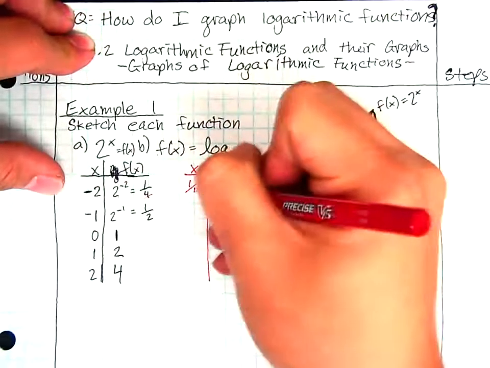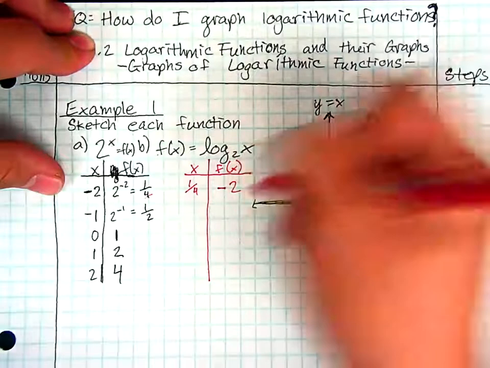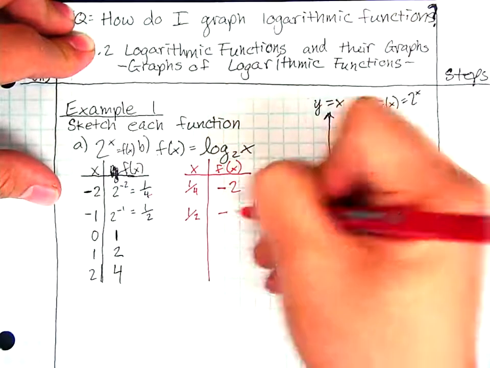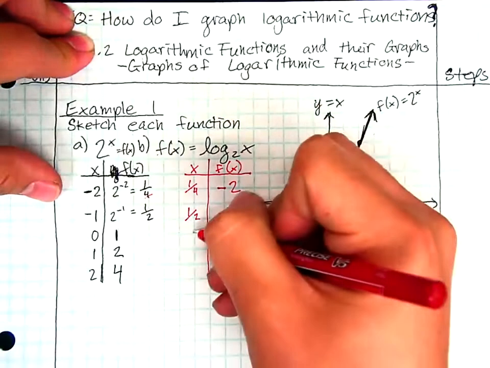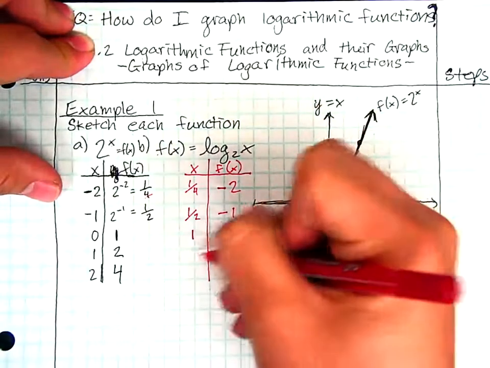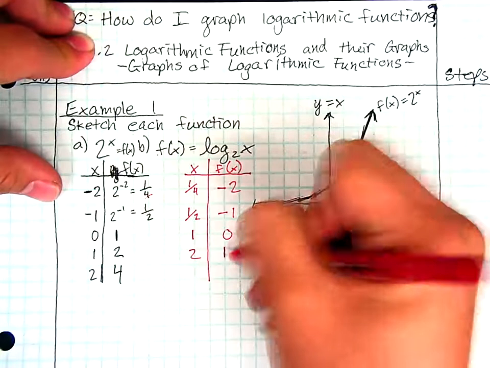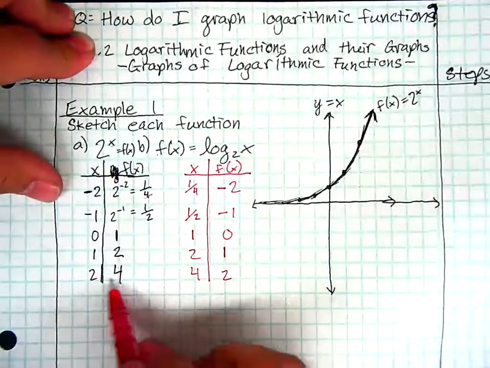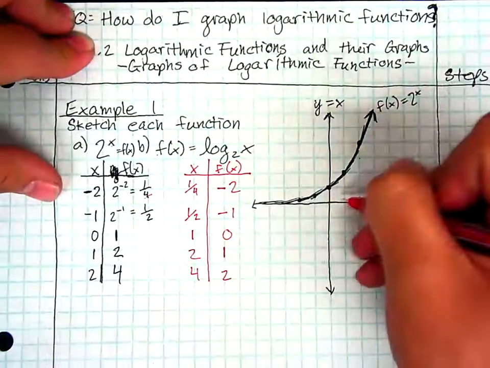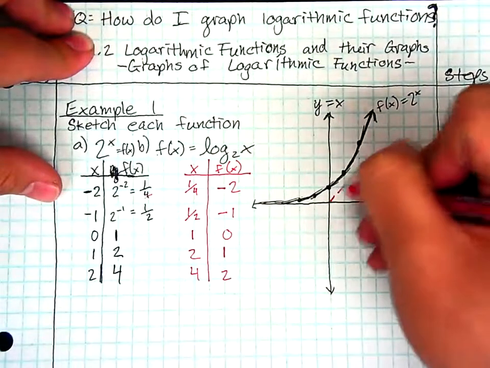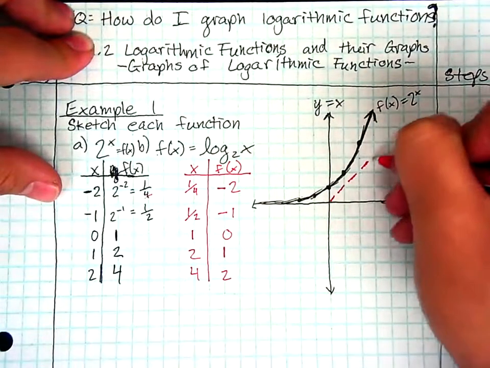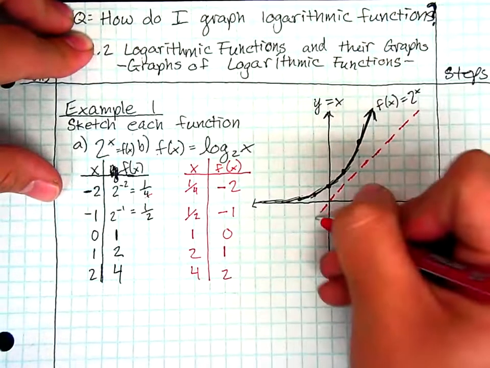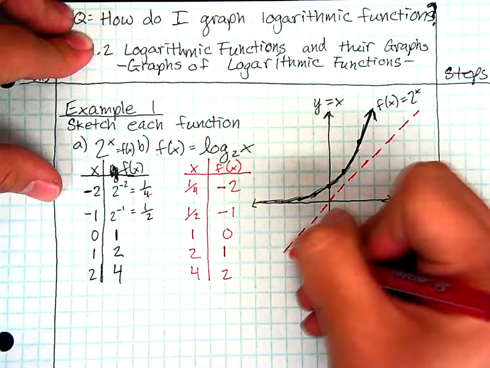And essentially what you're just going to do is switch the values around. So at x equals 1/4, you're going to get f of x equals -2. At 1/2, you're going to get -1. At 1, you're going to get 0. At 2, you're going to get 1. And at 4, you're going to get 2. So like I said, I switched my x and y values because that's what's happening when we have functions that are inverses of each other. So they're reflected over this y equals x line.